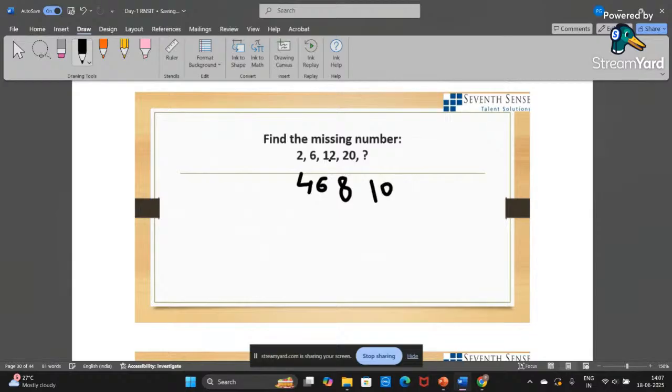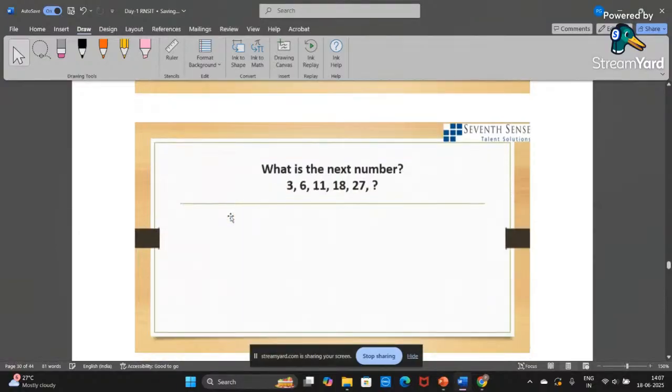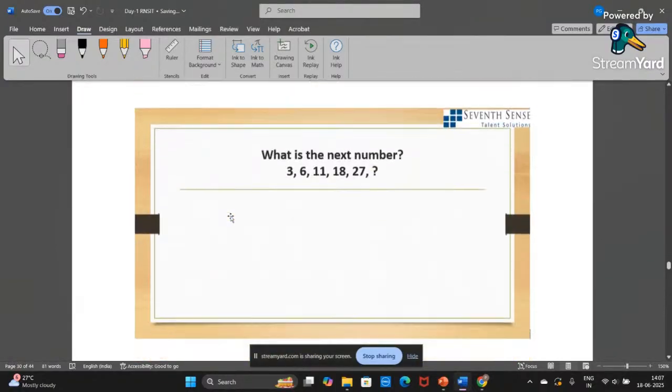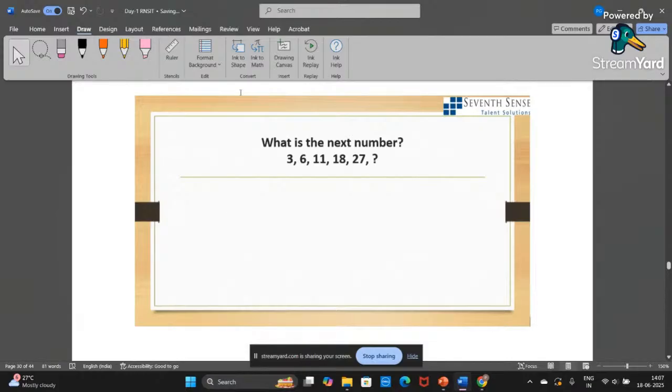Now let us check the values. 2 plus 4, it is 6. 6 plus 6, it is 12. 12 plus 8, it is 20. 20 plus 10, it is 30. 30 is your answer. Next.